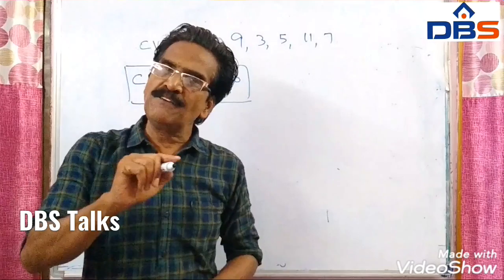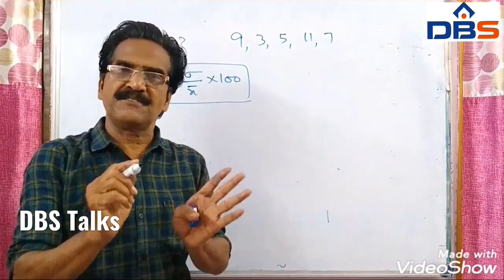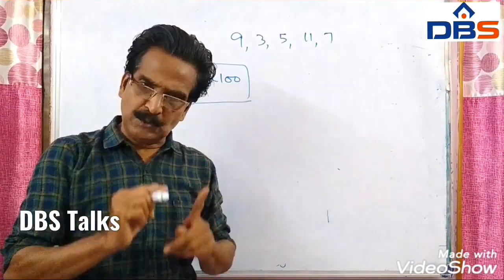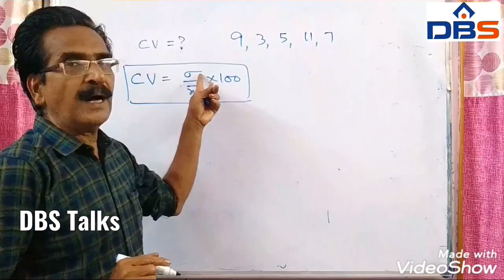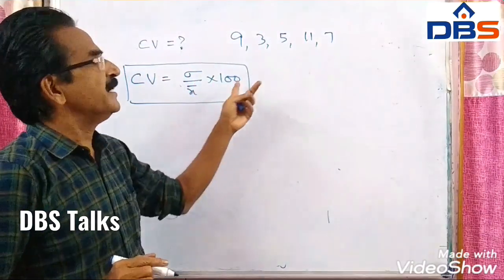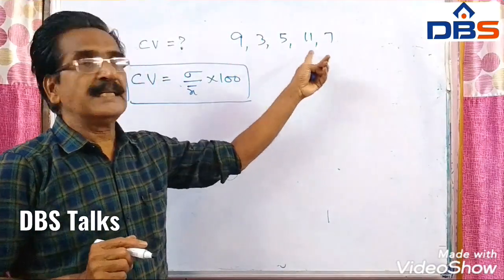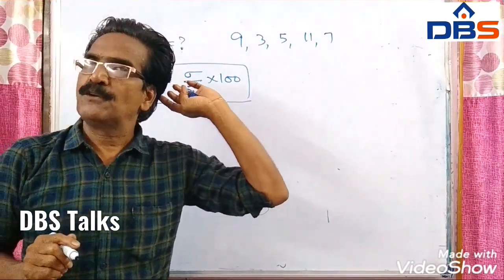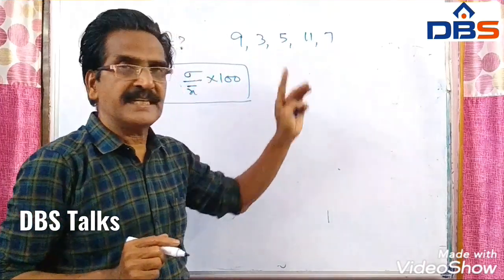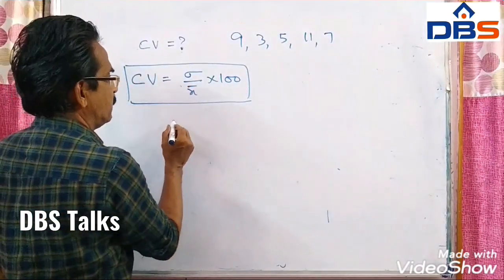That is root of variance. So let us find variance, and then find root. We get sigma. Then sigma by x bar into 100 gives the CV, that is coefficient of variation of this data. First let us find x bar.